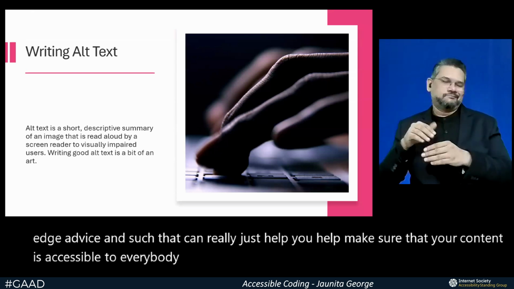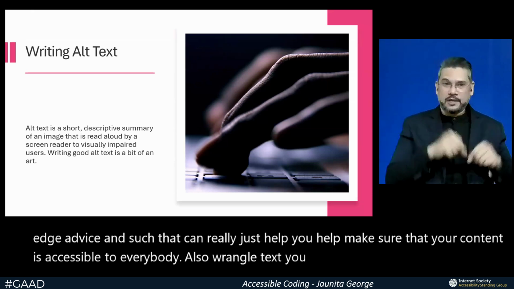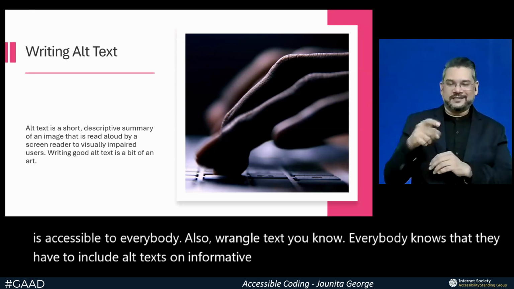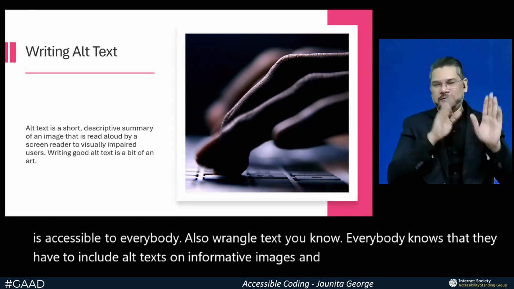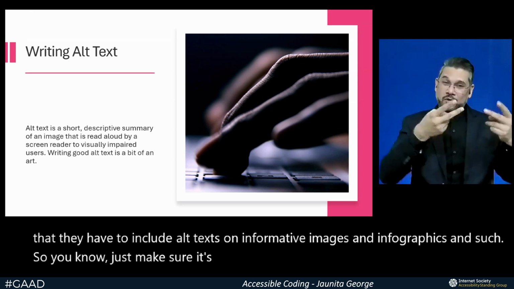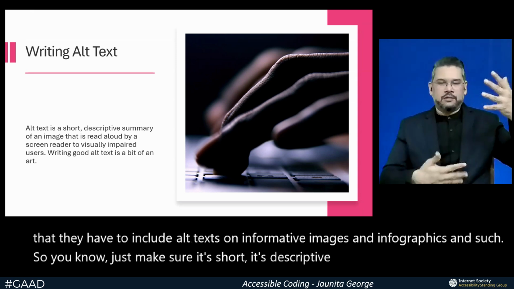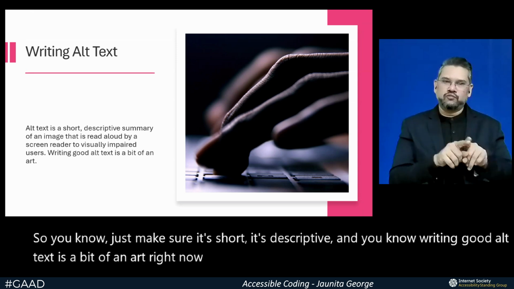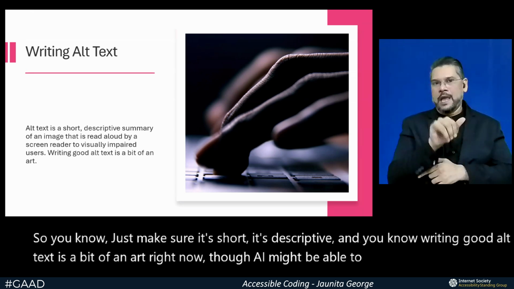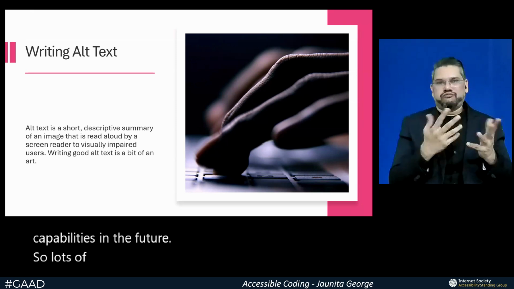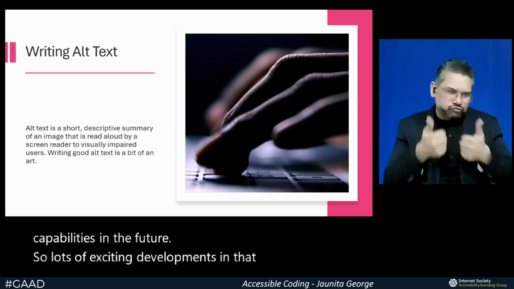Also, writing alt text. Everybody knows that they have to include alt text on informative images and infographics and such. Just make sure it's short, it's descriptive. Writing good alt text is a bit of an art right now, though AI might be able to augment those capabilities in the future. So lots of exciting developments in that space are happening.